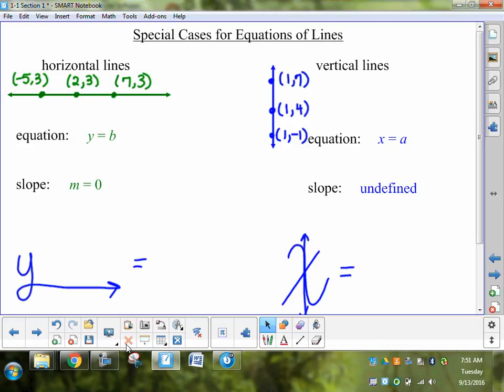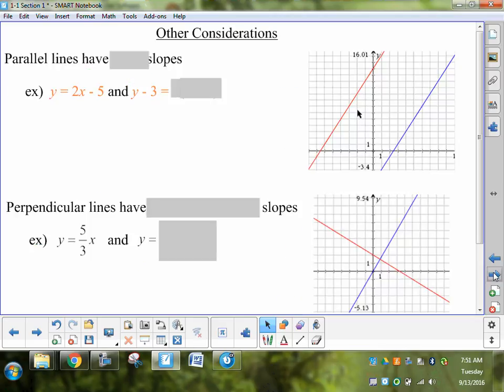Questions on those? Yes? Theoretically, wouldn't a vertical line be y equals infinity x? No. No. Because remember, you have to have a number in there, and infinity is an idea, it's not a number. Take a look.